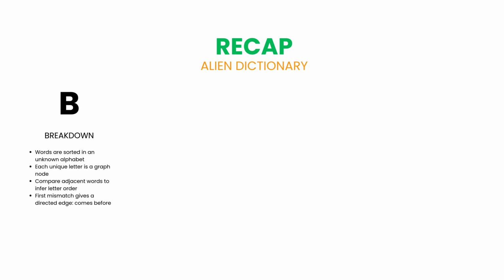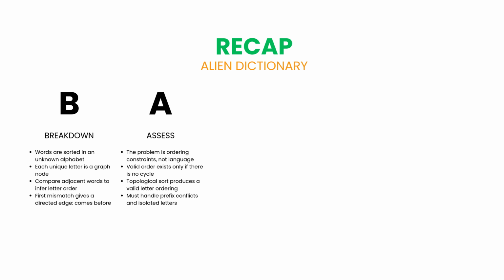Alright, quick recap to wrap up Alien Dictionary. Conceptually, we're given a list of words that are already sorted, but in an unknown alphabet. Each unique letter becomes a node in a graph, and we compare adjacent words to figure out ordering rules. The first place two words differ tells us the key constraint. One letter must come before the other, which becomes a directed edge in the graph.